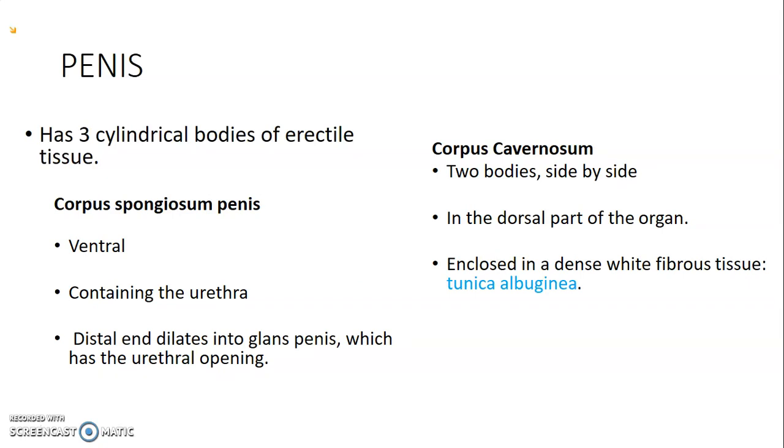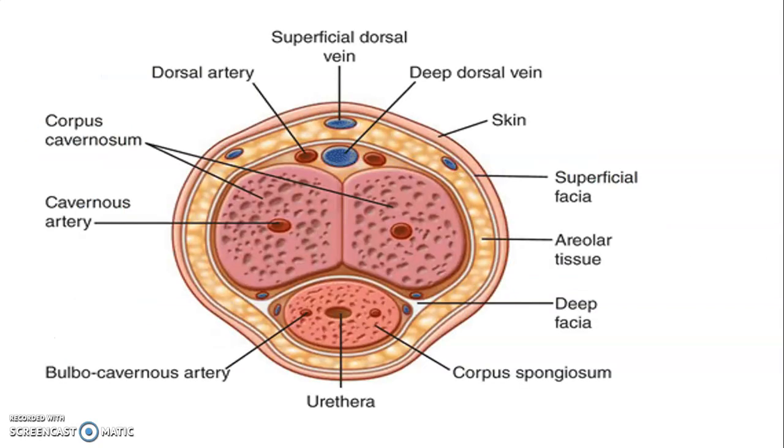The penis has three cylindrical bodies of erectile tissue. We have the corpus spongiosum on the ventral surface that contains the urethra, and the distal portion of the corpus spongiosum dilates to form the glans penis, which has a urethral opening. And then on the dorsal aspect, we have the corpora cavernosa, which are two bodies of erectile tissue, and these are usually enclosed by white fibrous tissue, the tunica albuginea. So these are the corpora cavernosa, and this is the corpus spongiosum with the urethra.